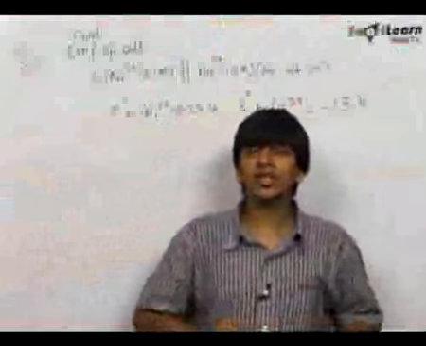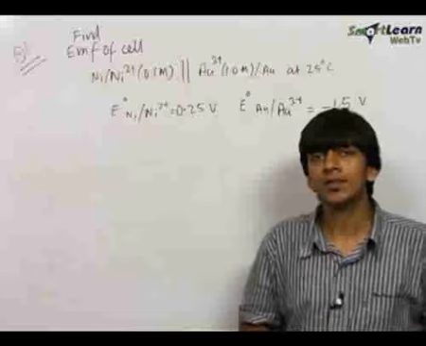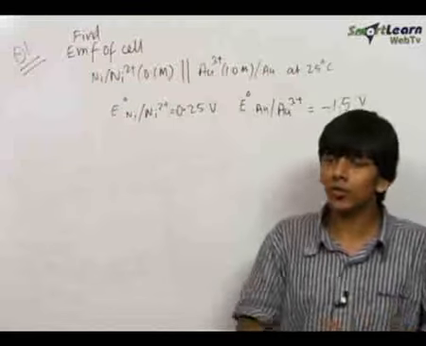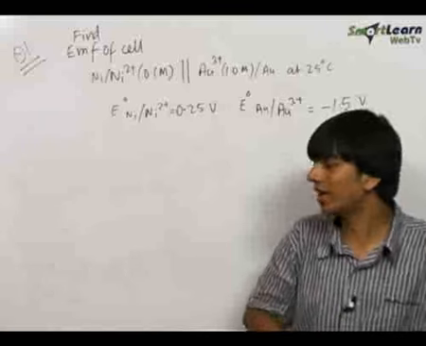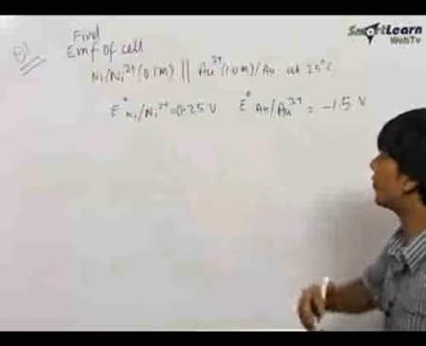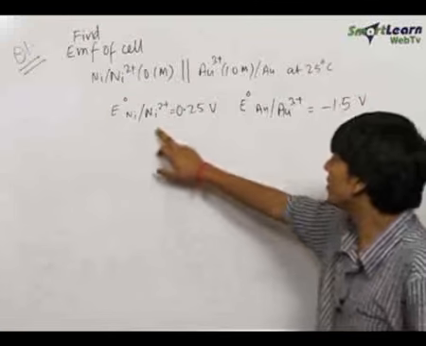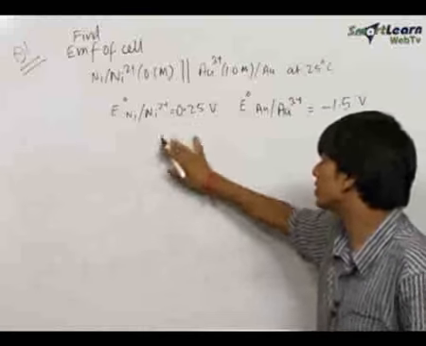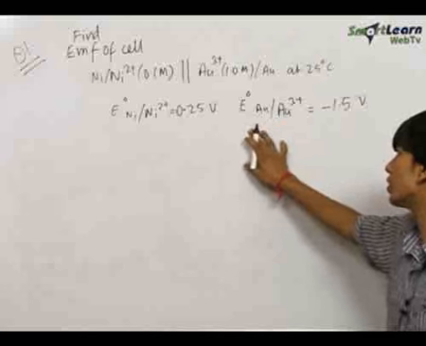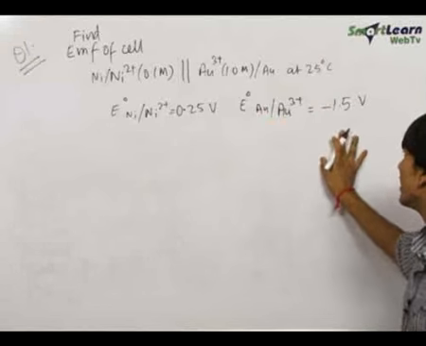The next chapter that we deal with in chemistry is electrochemistry and redox reactions. In this chapter you can solve questions very easily if you write the equations properly, balance them well and remember all the formulas. So the first question that we have been given is the standard oxidation potential of the Ni2+ electrode and the standard oxidation potential of the Au3+ electrode.